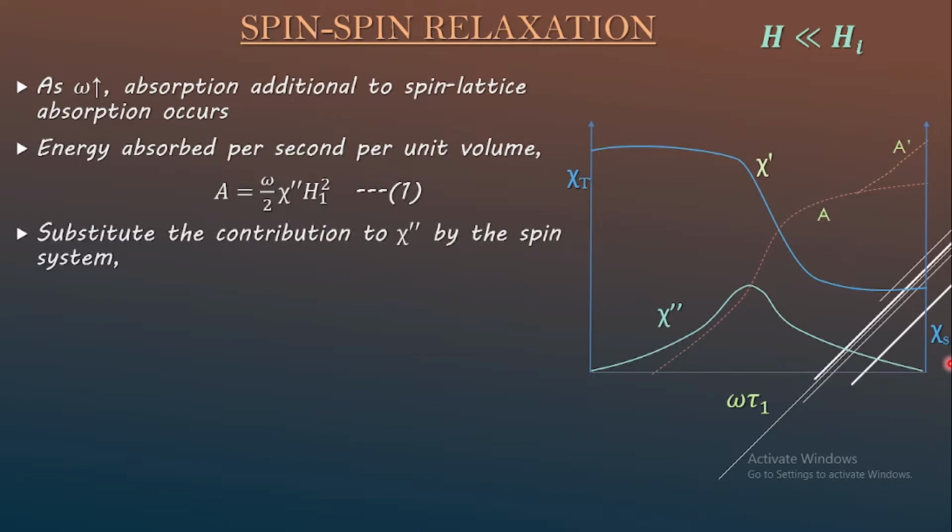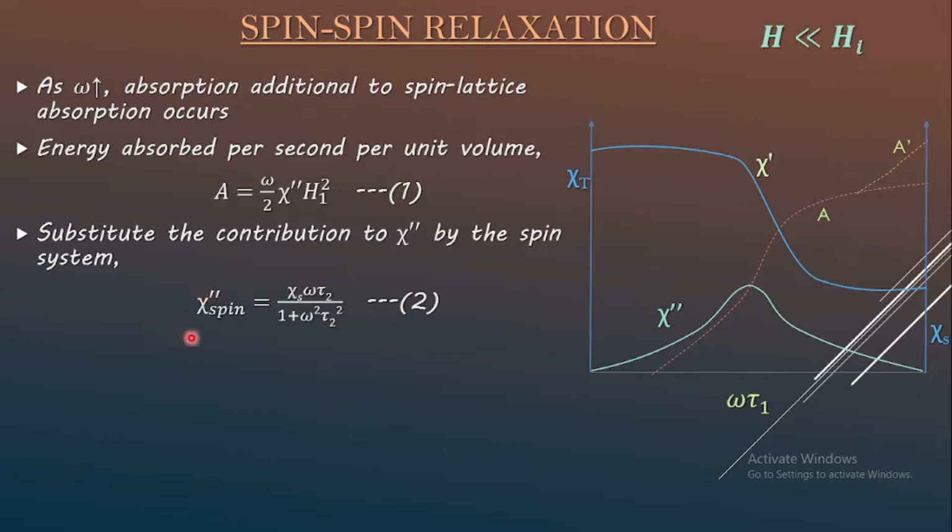And then if we substitute the contribution to chi double prime by the spin system, we get the value for A prime, that is, corresponding to the spin-spin relaxation. So we find that chi double prime due to spin-spin relaxation will be equal to chi s omega tau 2 divided by 1 plus omega square tau 2 square, which we are calling equation number 2.